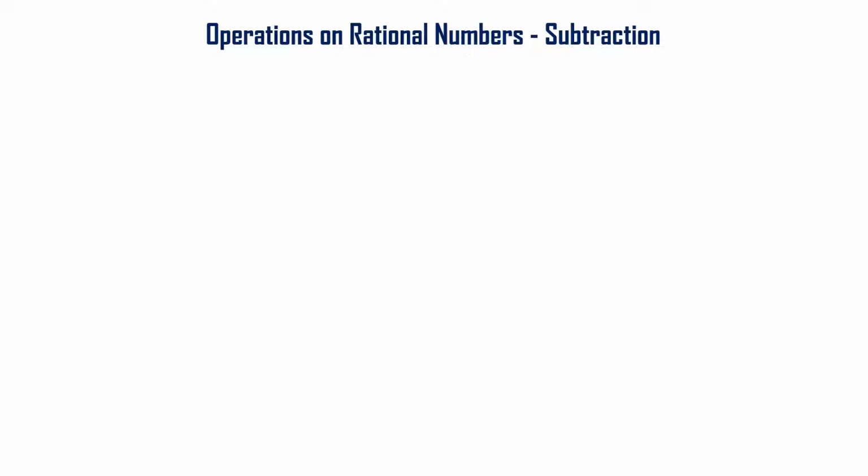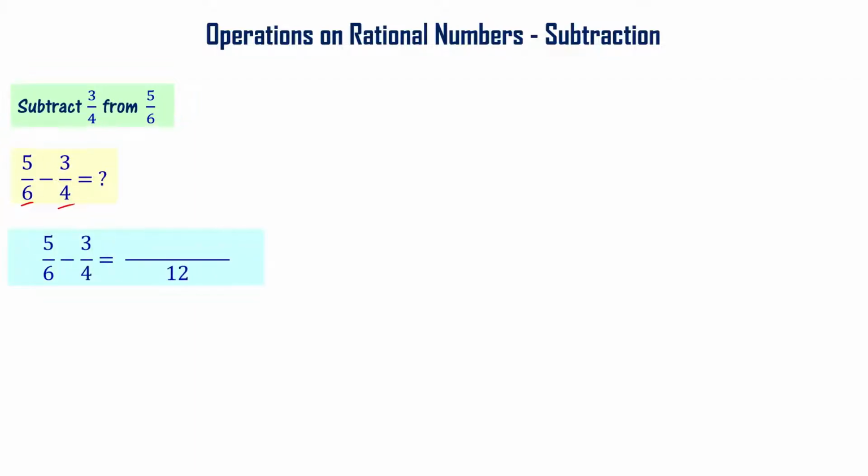Let's now learn about subtraction. Let's subtract 3 by 4 from 5 by 6. It means we have to write 5 by 6 minus 3 by 4. We want to find the value of that, right? Look at the denominators. What is the LCM of that? The LCM of 6 and 4 is 12.